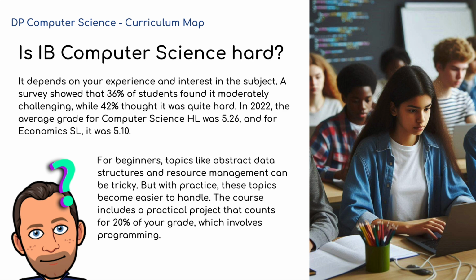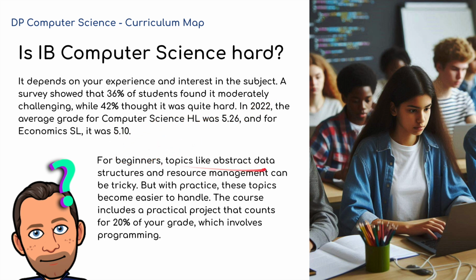Okay, so you've seen how the course is broken down in terms of external and internal assessments, case studies, and so on and so forth. But is the IB computer science difficult? Is it hard? Well, again, like everything else, it depends on your experience and interest in the subject. A survey showed that 36% of students found it moderately challenging, while 42% thought it was quite difficult, quite hard. In 2022, the average grade for computer science higher level was 5.26, and for economics, 5.10, so about the same.